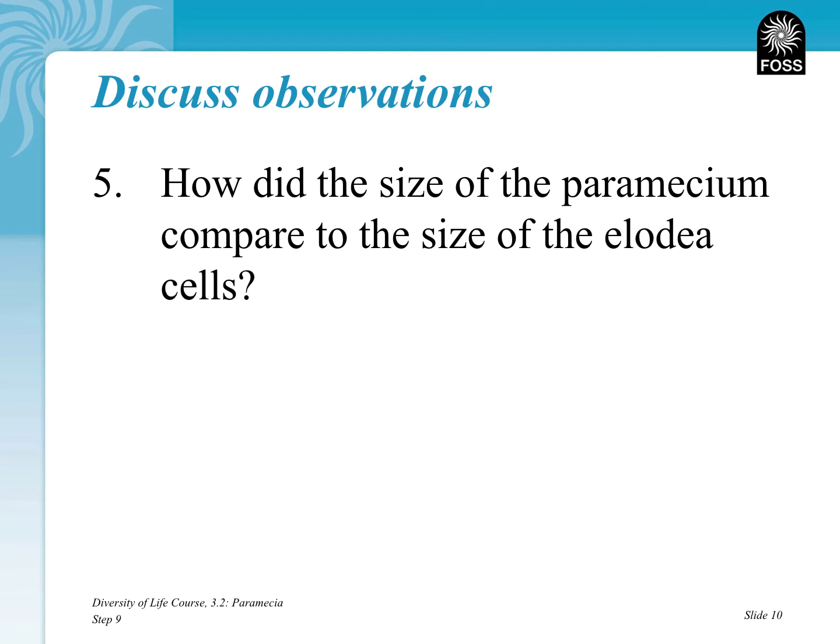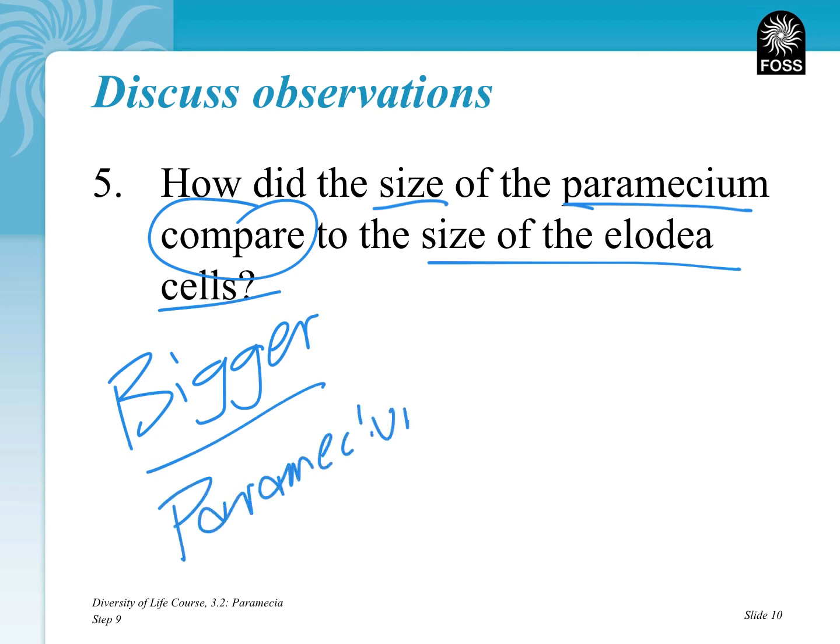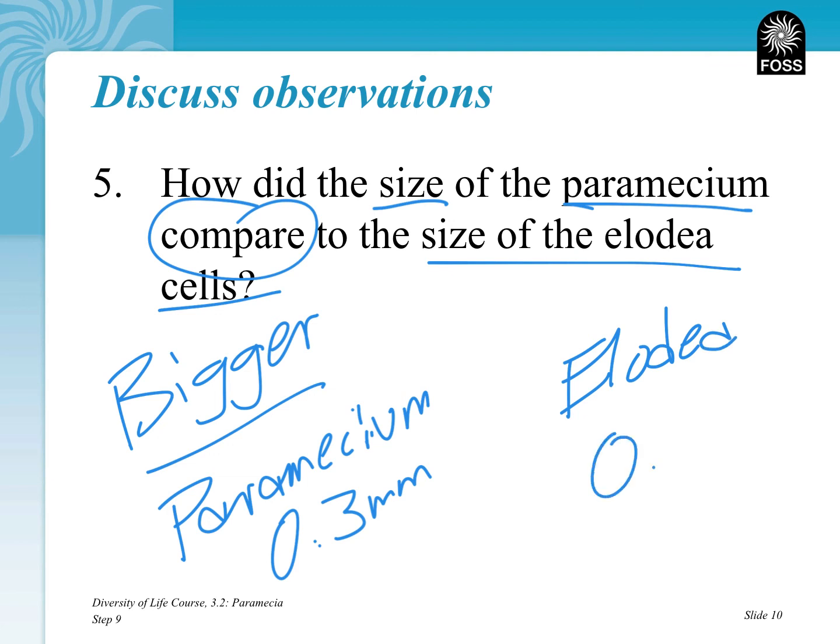Finally, our last question on the observations is, how did the size of the paramecium compare to the size of the Elodea cell? In this case, the paramecium was much bigger, a lot bigger. Paramecium, we said, was about 0.3 millimeters. And the Elodea was a lot smaller. One of its cells only worked out to about 0.1 millimeters or so. So there was a difference in terms of the size.